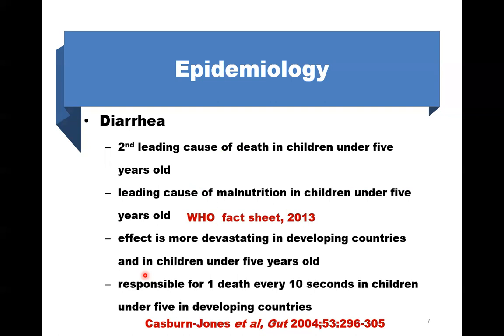In terms of epidemiology, diarrheal diseases are the second leading cause of death in children under 5 years. It's also a leading cause of malnutrition in children under 5 years. The effect is more devastating in developing countries and in children in these countries below the age of 5. It is responsible for 1 death every 10 seconds in children under 5 in developing countries. Now, this data is not difficult to understand. Remember that children in these settings are already compromised nutritionally.